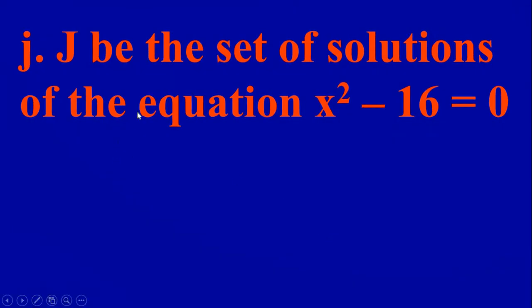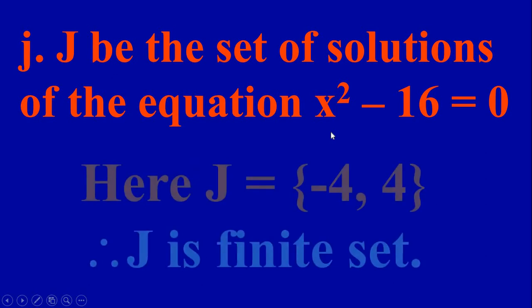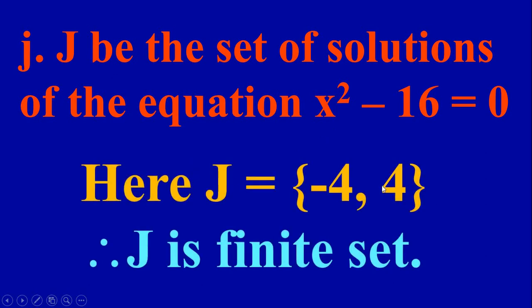So next question, J be the set of solutions of the equation x square minus 16 equal to 0. Now here you have to solve this. When we solve this, x square equal to 16, that is x equal to plus or minus root 16, that is x equal to plus or minus 4. We get plus 4 or minus 4. So J equal to plus 4 or minus 4. It is finite. So therefore J is a finite set.